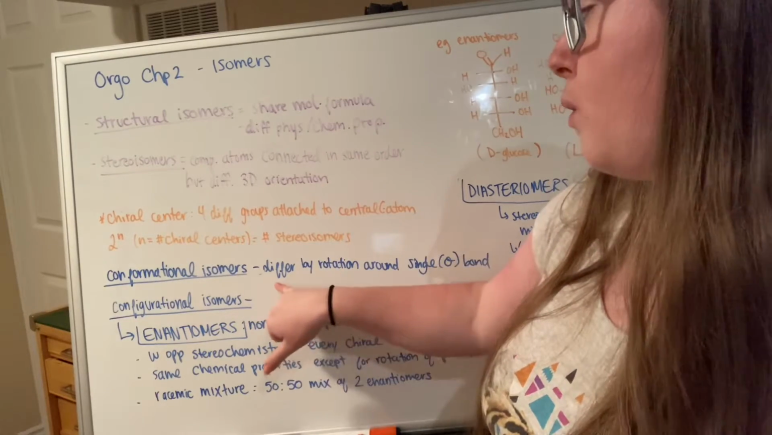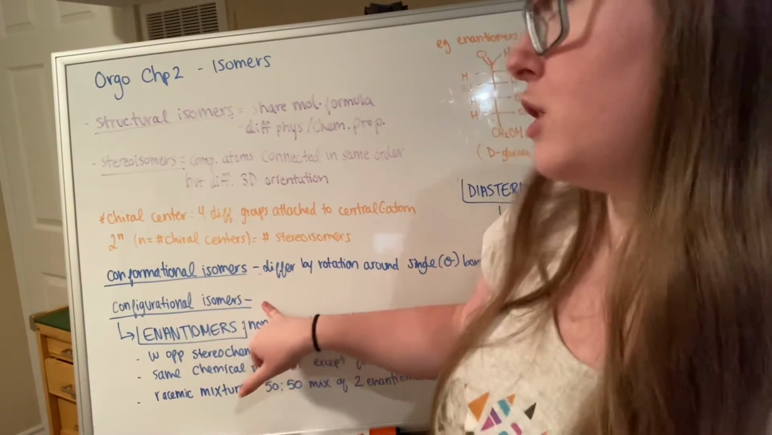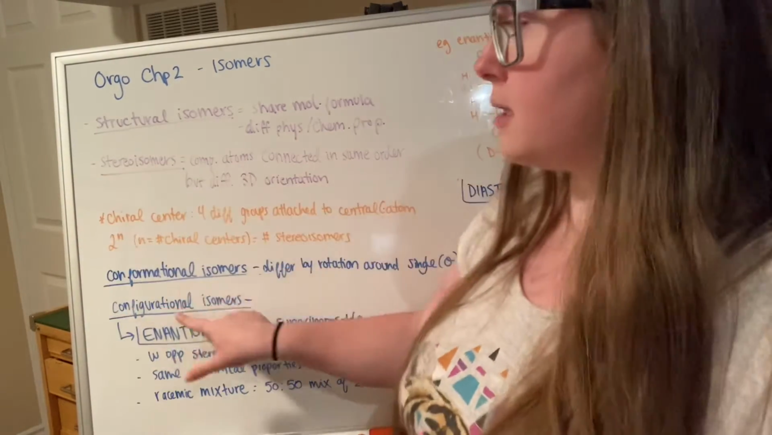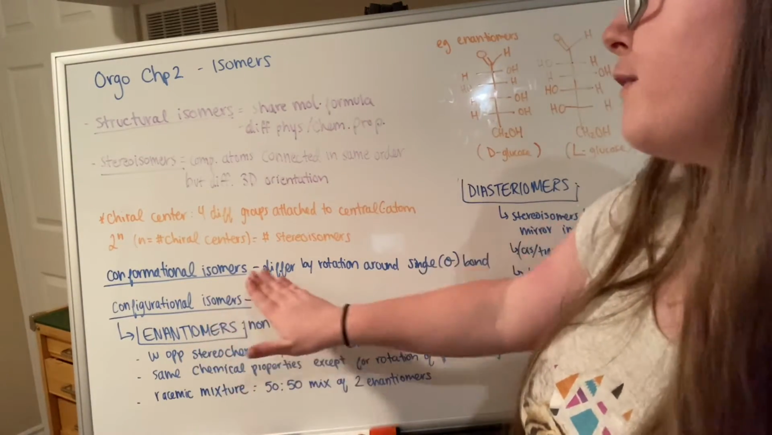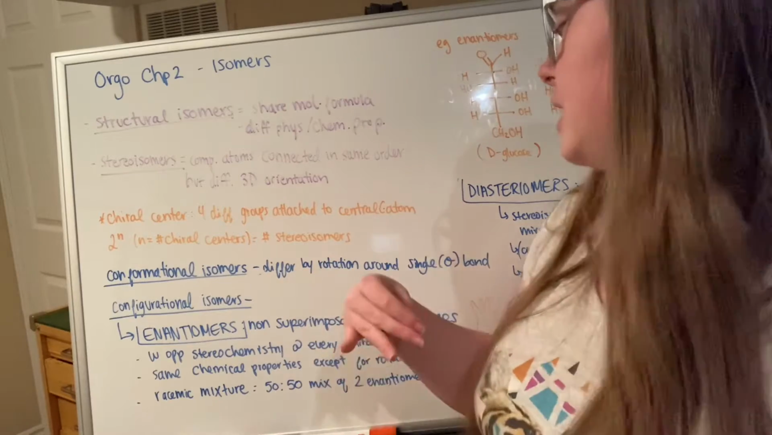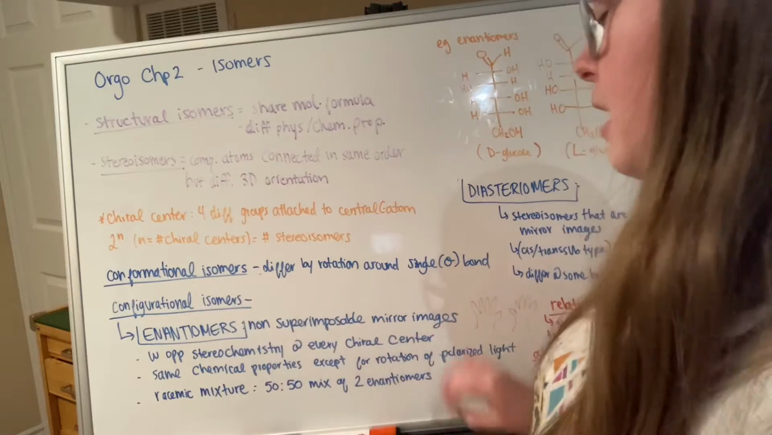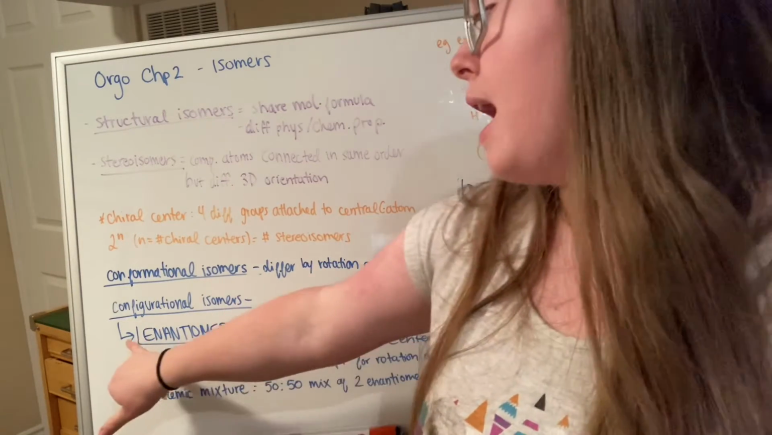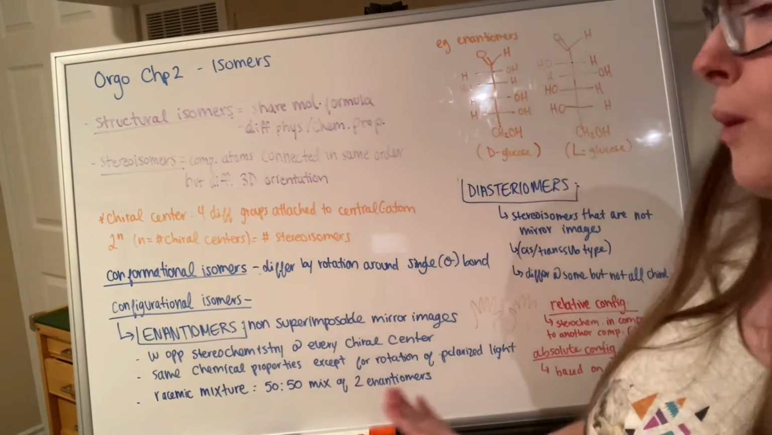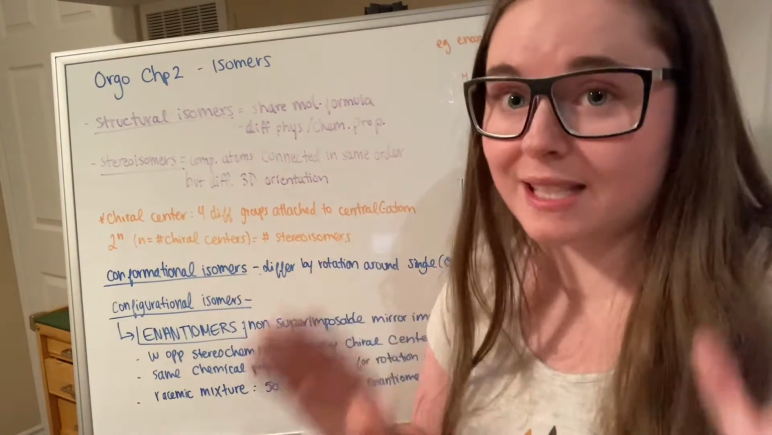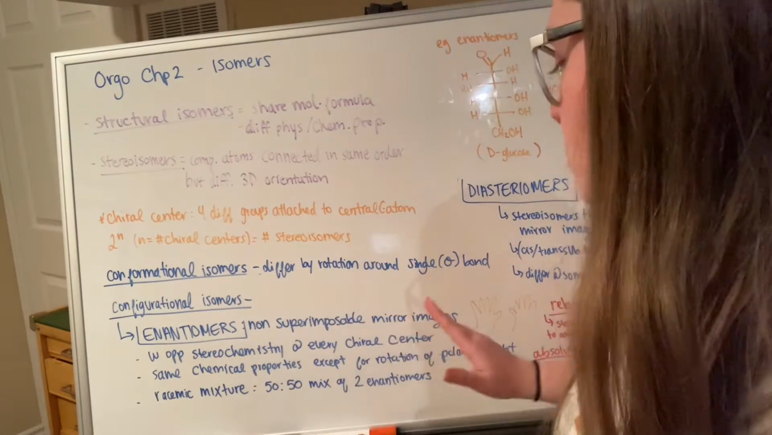As we go further down our board here, we have conformational isomers and configurational isomers, which is kind of like the next subgroup of stereoisomers. We have conformational isomers that differ by rotation around just a single bond. Then we have configurational isomers, a subgroup of which there are enantiomers. This took me a long time to understand, so hopefully this helps you. Enantiomers are non-superimposable mirror images.